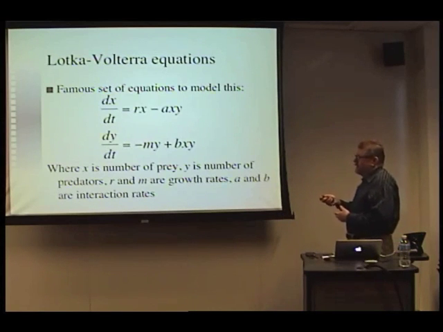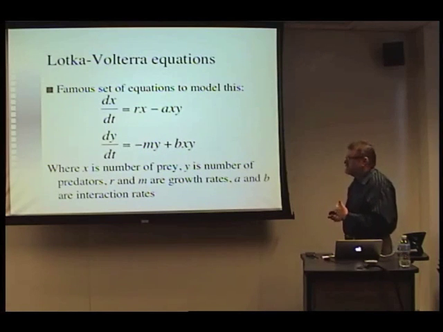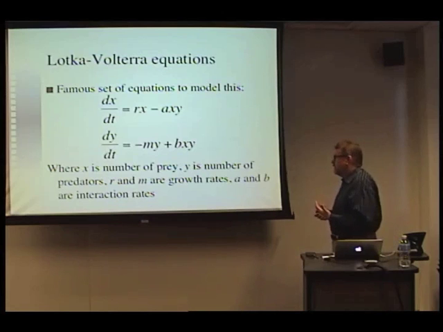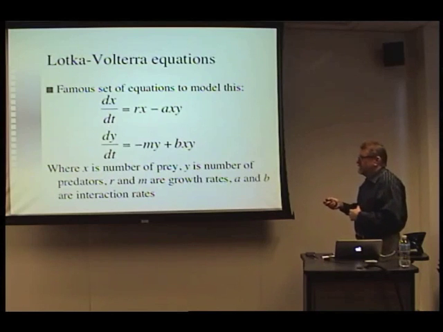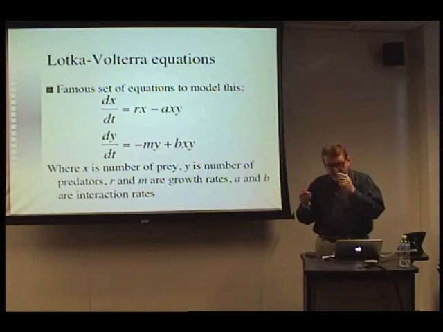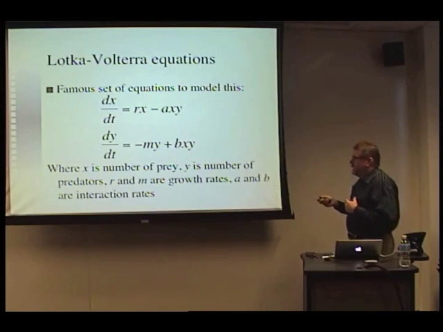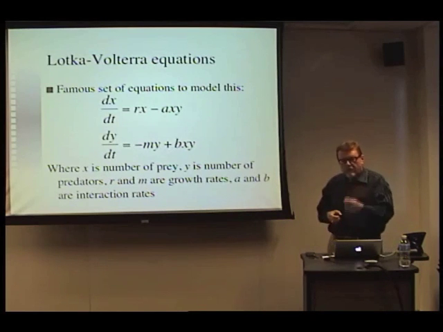Now, for the predators, on the other hand, instead of worrying about their growth, we're going to assume that the most important thing is that they're going to die at some rate, this minus m. So the m is the rate at which they just spontaneously die, but the rate at which they increase is going to be proportional to how many of the prey they eat.